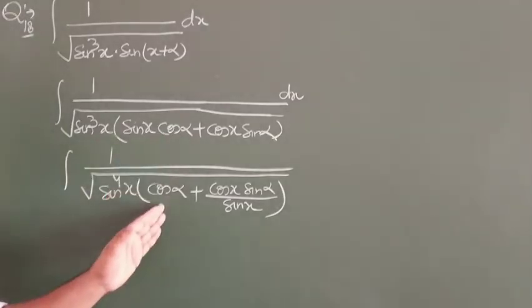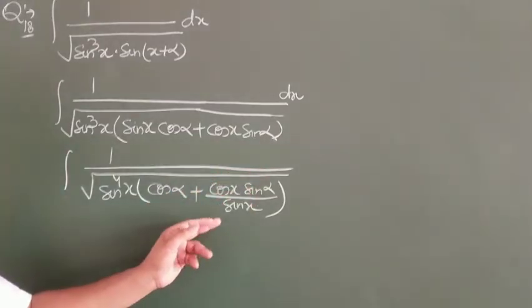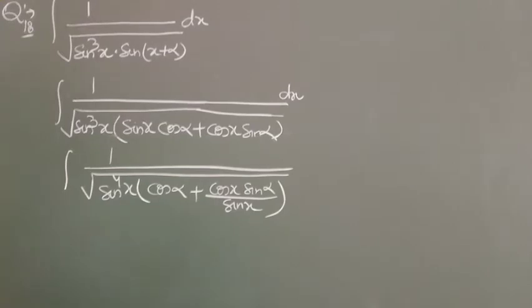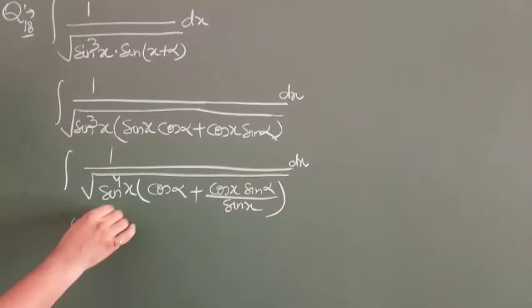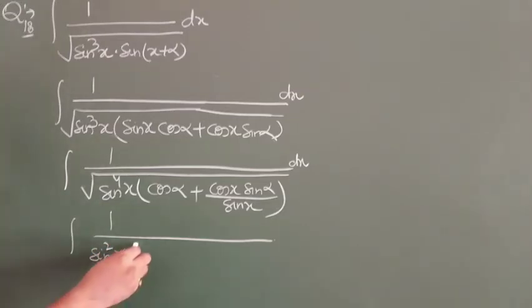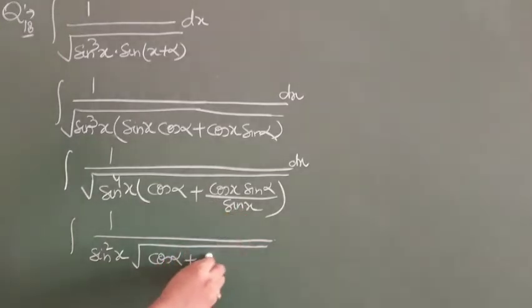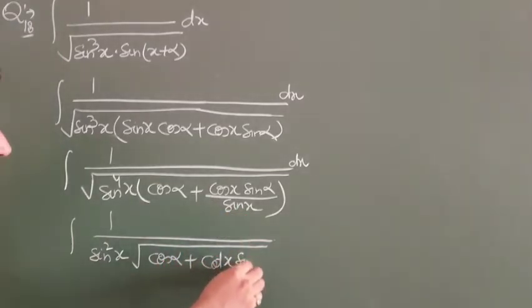Cos alpha will remain here plus cos x sin alpha upon sin x, because we have taken sin x common and there is no sin x, so we have to divide it by sin x. So students, it is sin to the power 4x. So sin square will come outside its square root. The part which is left in the radical sign is cos alpha plus cos upon sin, cot x sin alpha.